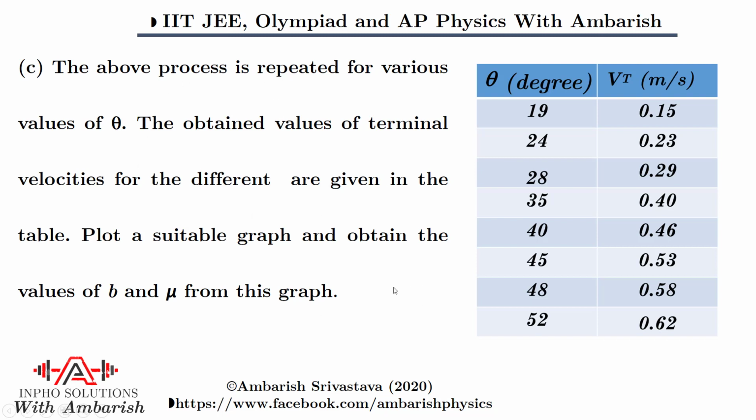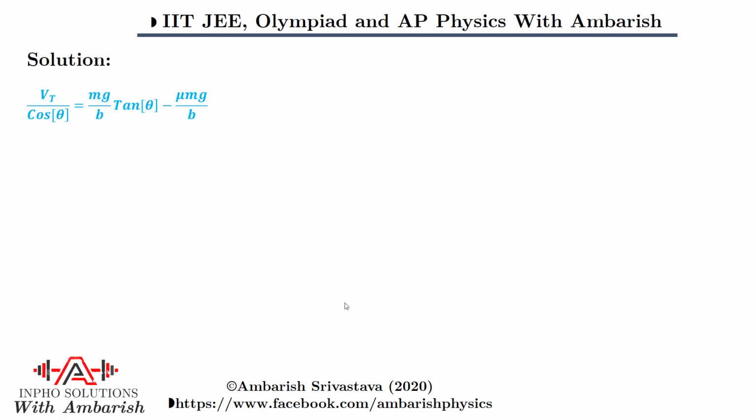So we need to manipulate the expressions a little bit. For solving this one, if you manipulate the terminal velocity expression, the one that we got in part A in terms of all the other quantities, and rearrange it, you can write Vt upon cos theta is equal to mg by b tan theta minus mu mg by b.